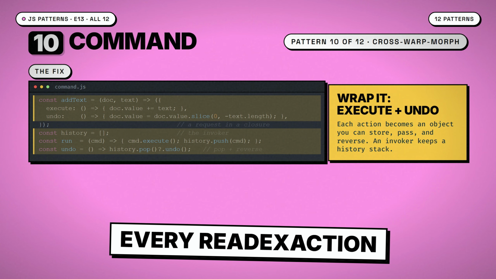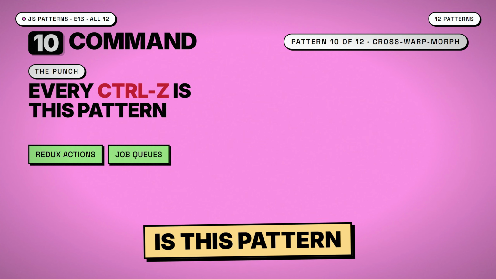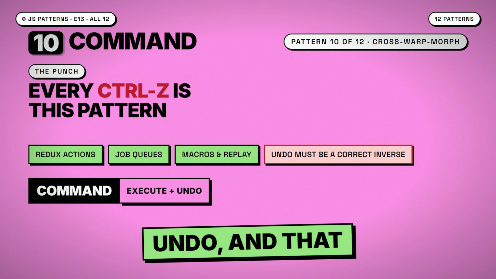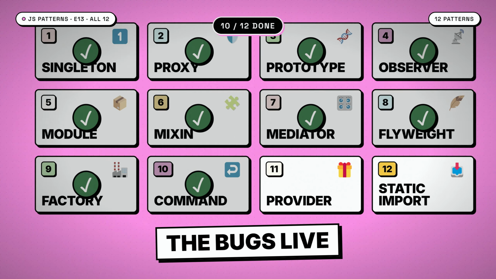Every Redux action, every job queue, every Control-Z is this pattern. The catch: every command needs a correct paired undo, and that is exactly where the bugs live.